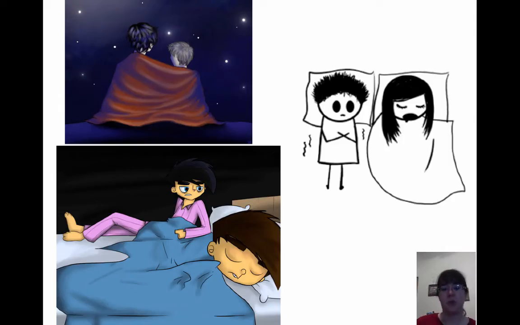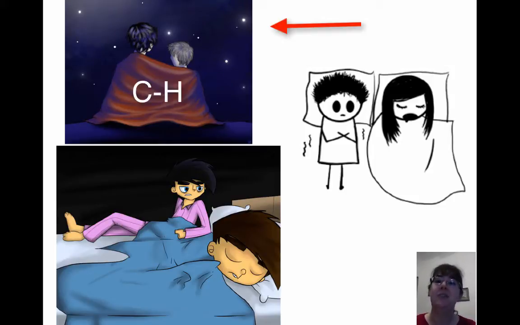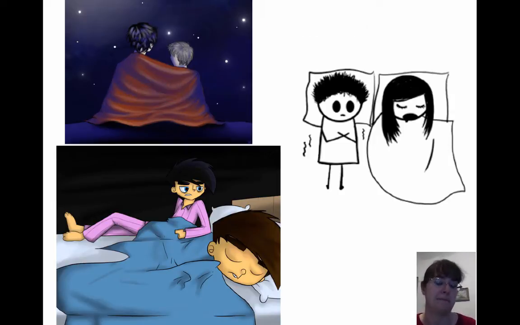So we have three different pictures. In the top left, you can see there are two people, very nicely, equally sharing the blanket. There's an even distribution of electron density over the atoms. In that picture, you couldn't really tell which one is the rest of the compound and which one is the hydrogen, because they're both so well covered by the blanket.